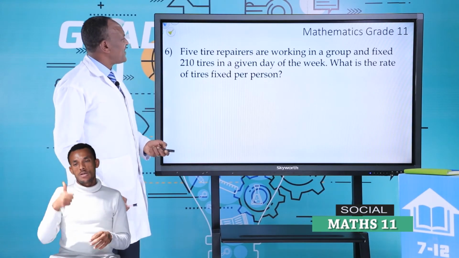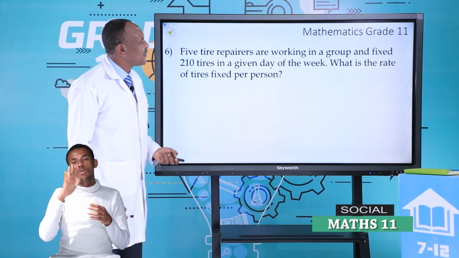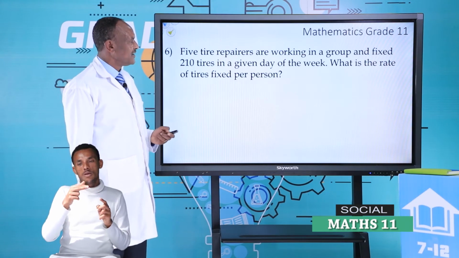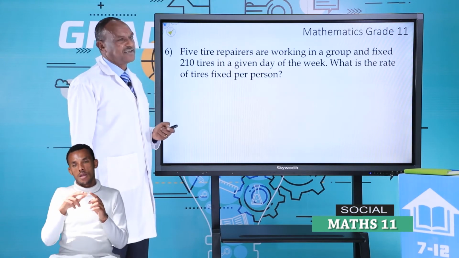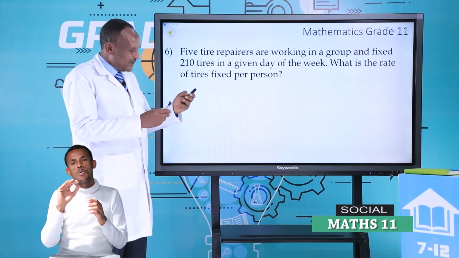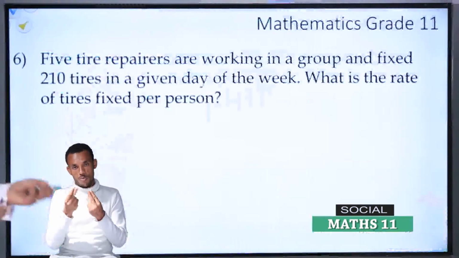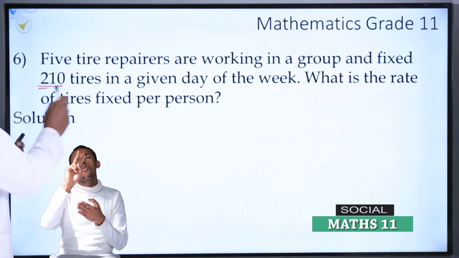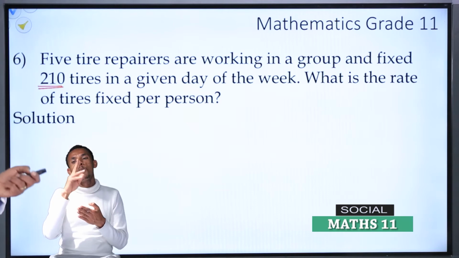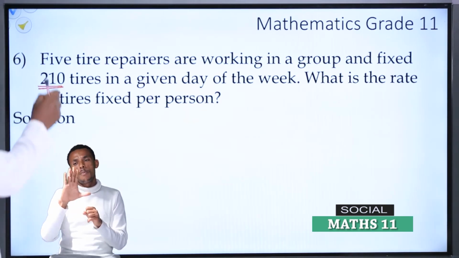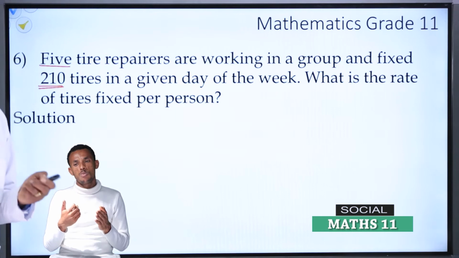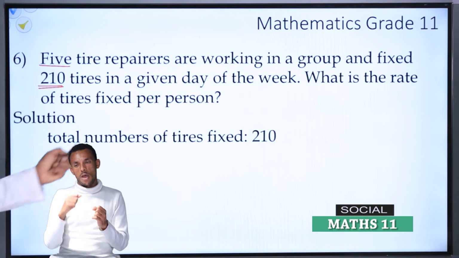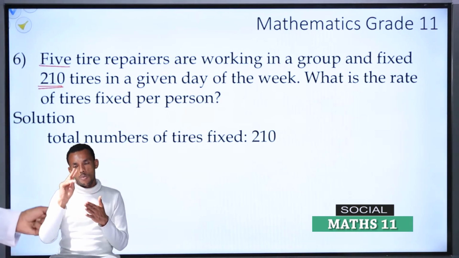The other one: 5 tire repairers are working in a group and fixed 210 tires in a given day of the week. What is the rate of tires fixed per person? So a group of people were repairing tires, and in a certain week they repaired 210 tires, but how many were involved? 5 workers were involved. So per person, how many tires were repaired? So this could be calculated. Total number of tires fixed, 210.